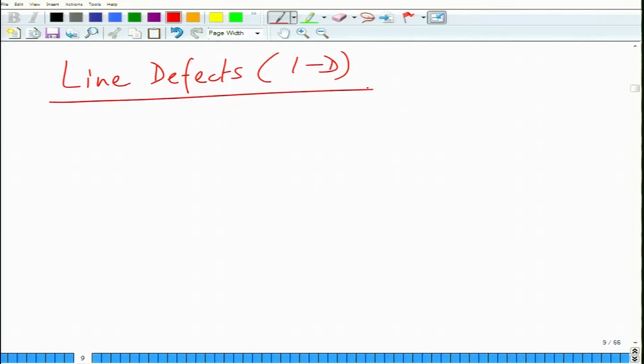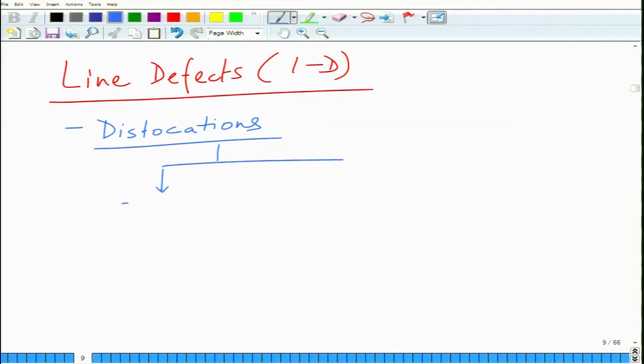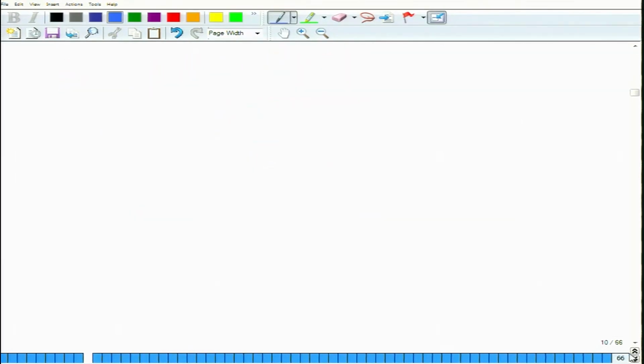Or 1D defects. Now, in the language of material scientists, these are called dislocations. There are two kinds of dislocations that we find in materials primarily. First is called edge dislocation, second is called screw dislocation. Edge dislocation essentially is an extra row of atoms in the material. So, you have a structure like this, which is a perfect structure.